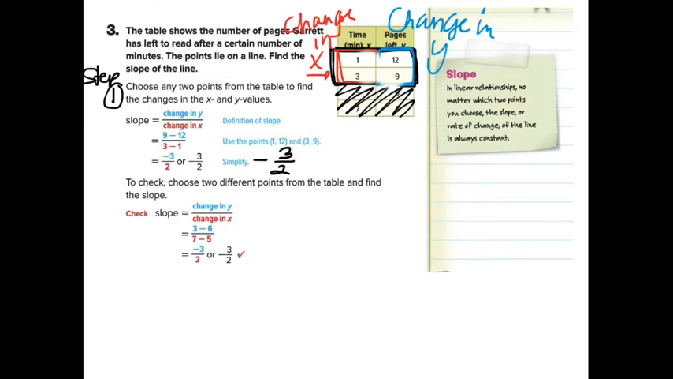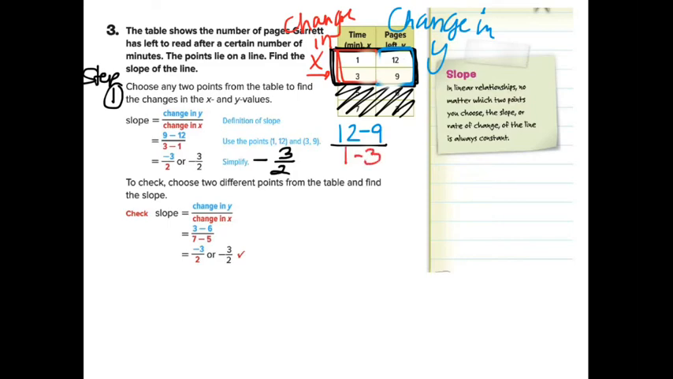Here's what I want you to look at. If I looked at this table and instead of 9 minus 12, I wanted to do 12 minus 9, so my change in y is going to be 12 minus 9, what that means is for my change in x, do you see how I started with my 12, which was the first number in the ordered pair? That means for my x values, I have to start with the 1.